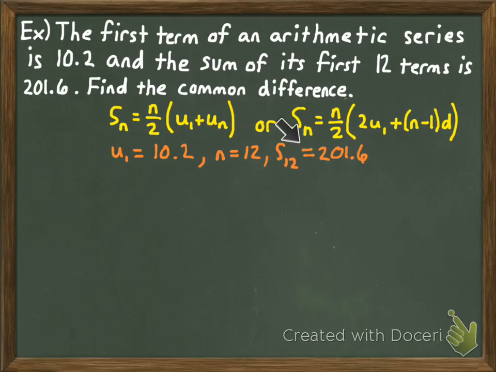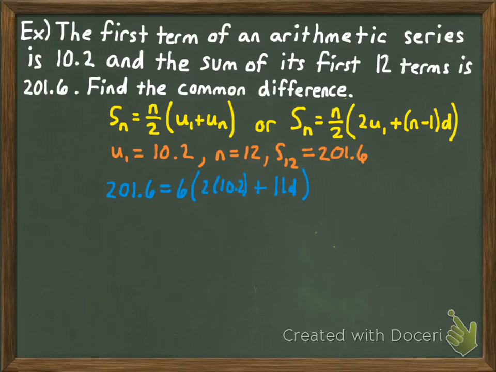All right, let me do that now. The s sub n, we're going to replace with 201.6. And then we have n divided by 2. Now remember, n is 12 for us, and 12 divided by 2 is 6. Let's write that more simply there. Times twice the first term, so 2 times 10.2, plus n minus 1 times the common difference. Again, n is 12, so let's just write 11d right there.